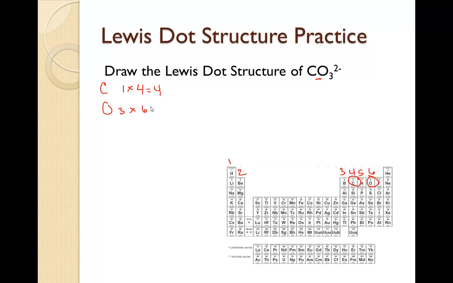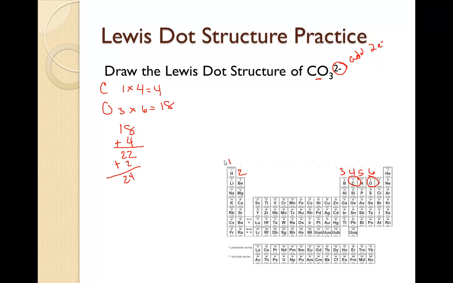Let's go ahead and add those up. Notice we have a -2 charge. That means we're going to add 2 electrons. If it was positive, we would subtract. So we have a total of 24 electrons here.